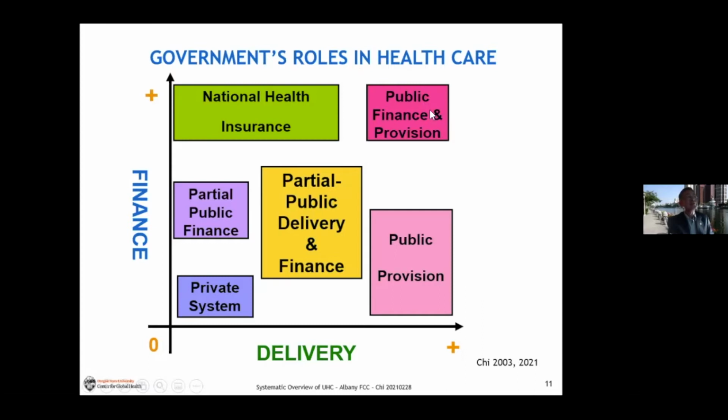And where we have something close to here, we have never seen this. This is just in theory they could exist, but in reality they never exist. The vast majority of the countries are probably in the middle. And in national health insurance, you largely have a public finance and private delivery.